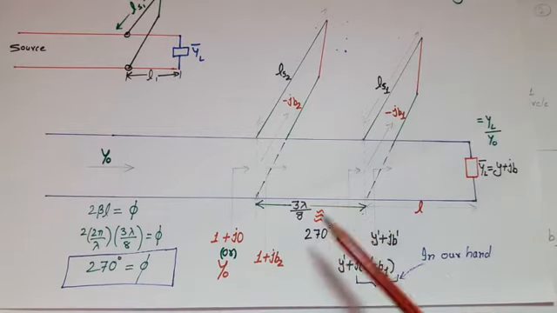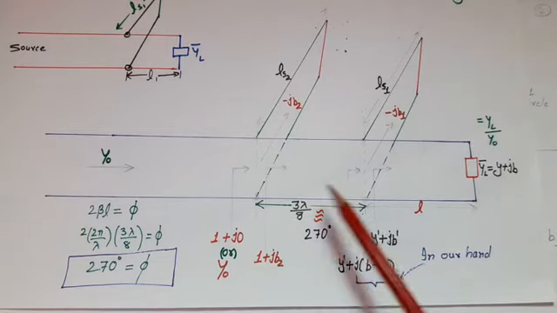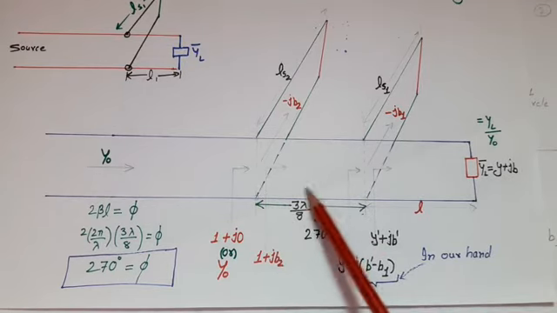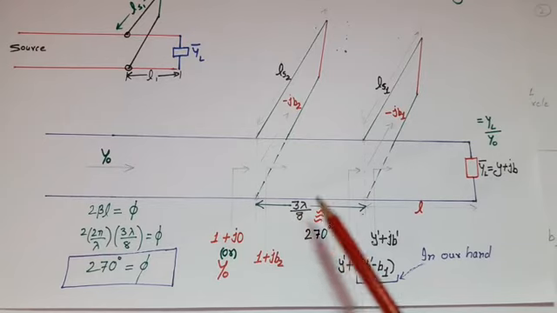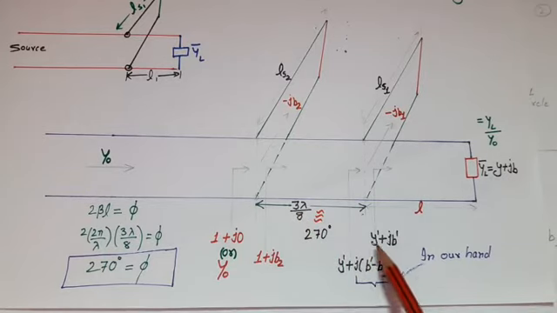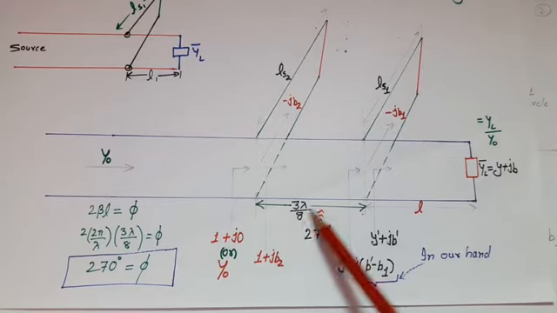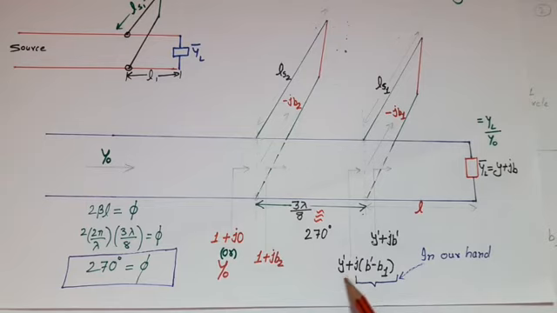The main transformation is from the first stub to the second stub. Because the difference between the two stubs is 3 lambda by 8, the normalized admittance Y dash plus J into B dash minus B1 should be transformed into 1 plus JB2 after a movement of 3 lambda by 8 away from the load. What is important in this transformation? In this transformation, the real part of the admittance at this end should be transformed into 1 after a movement of 3 lambda by 8 away from the load.